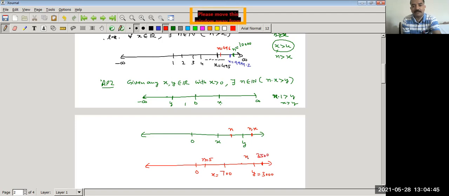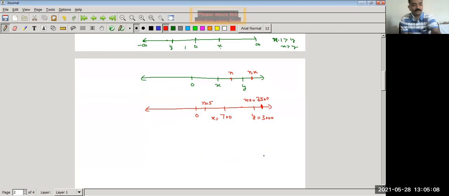So this is n into x. So n into x is greater than y. So you can take any real number y and any positive real number x, then corresponding to that x you can find a natural number n such that n into x is always greater than y. So this is the second property.